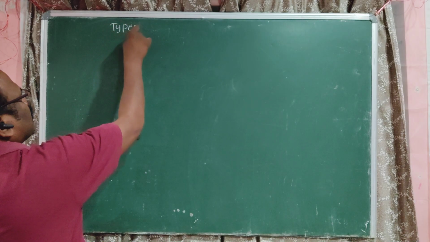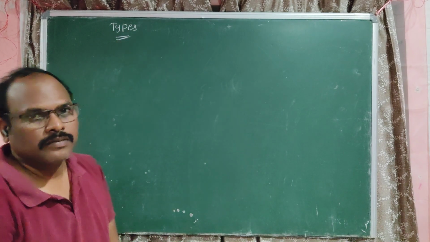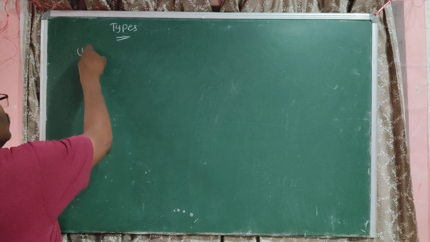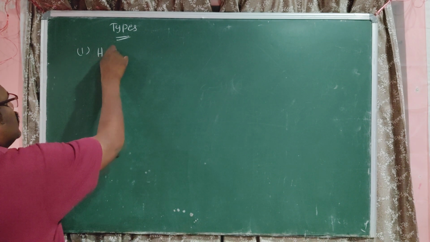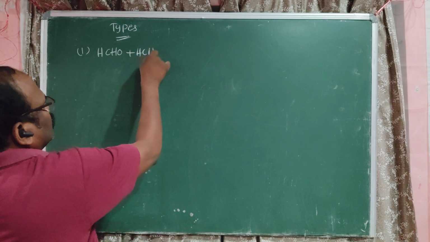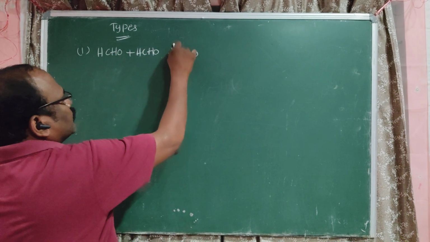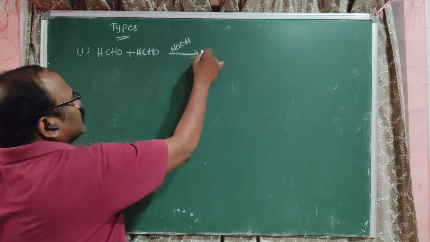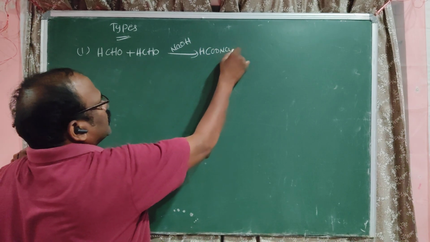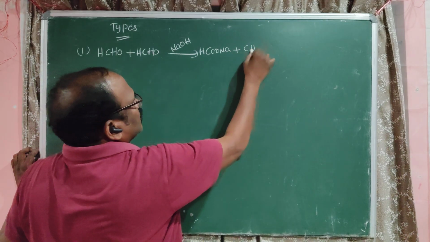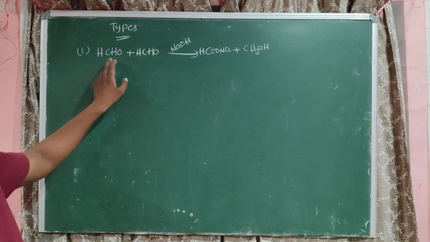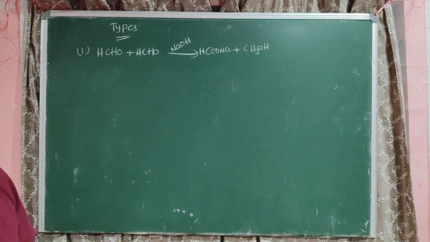Types of the Cannizzaro reaction, using some examples. First, type 1. HCHO plus HCHO, in the presence of concentrated sodium hydroxide, gives HCOONa, sodium formate, and CH3OH. Here, I have taken the same molecules.